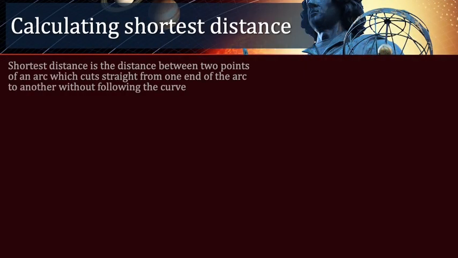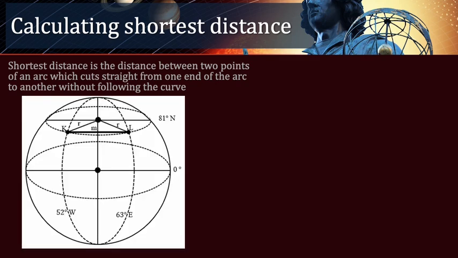Shortest distance is the distance between 2 points of an arc which cuts straight from one end of the arc to another without following the curve, or it is a chord, okay? Here is a picture of what we are talking about. As you can see, we have the globe there, or Earth's surface, showing some longitudes and latitudes. Now, if you see there is KL, which is more of a curve or an arc. But we have M, which is the straight line. That is the shortest distance we are talking about.